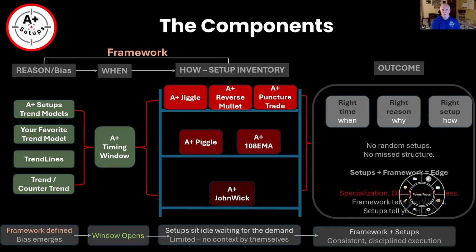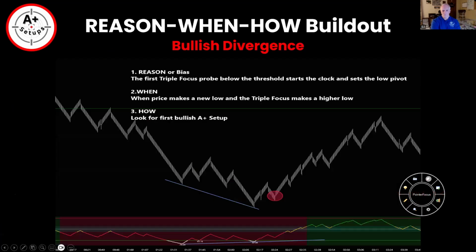Again, I'm not going to go through this. You see this one all the time, but this is the framework in action: the reason, when, and how, layer one, two, and three. And today we're going to talk about the counter trend model inside of the reason, when, and how framework. So let's dive right in.